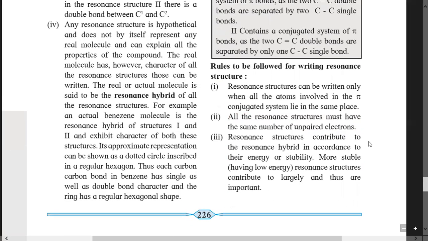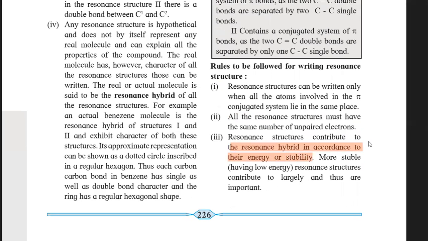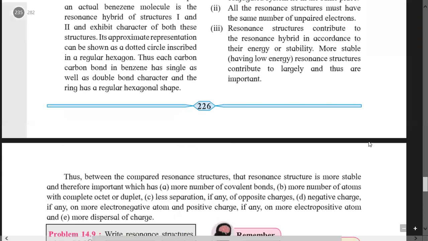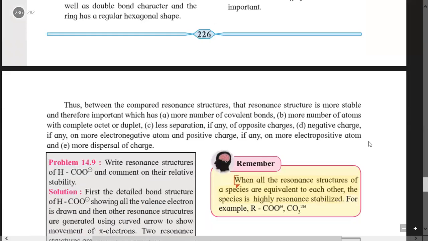And third, the resonance structures contribute to the resonance hybrid according to energy or stability. The most stable has low energy and the least stable has high energy. The most stable resonance structures contribute largely, and thus they are important. So these are the rules given for writing resonance structures.